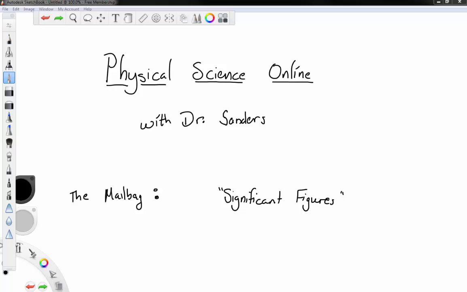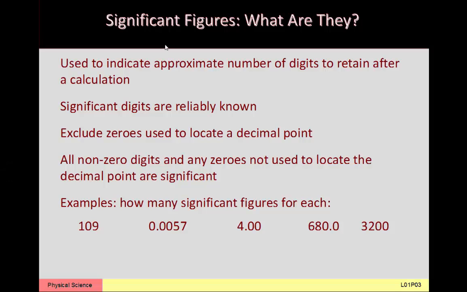Basically what I say in this lecture is significant figures are used to indicate the approximate number of digits to retain after a calculation. They are reliably known, and basically what we do is we exclude any zeros that are used to locate the decimal point, and all other digits, that is any non-zero digits, any zeros that are located in between non-zero digits, and any zeros which are located to the right of the decimal place, and any other digits count as significant.